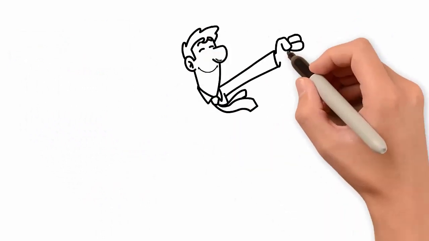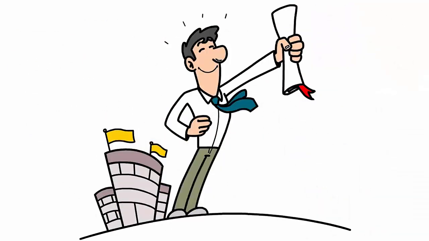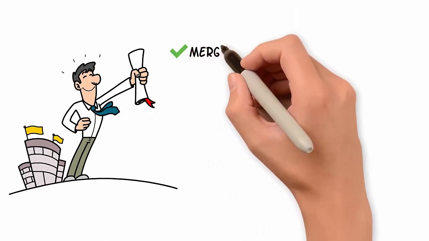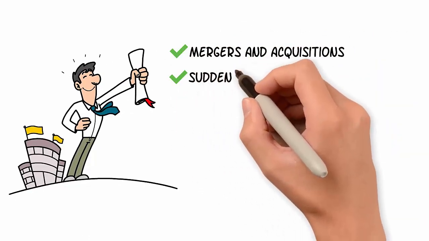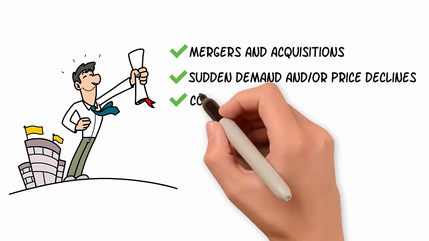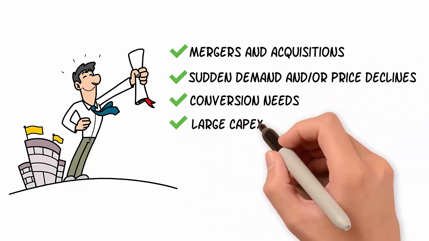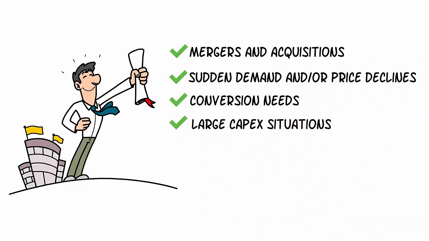The companies who use this tool today have a process for using it, connected to their ordinary capital budgeting process. It is also used in specific situations, such as mergers and acquisitions, sudden demand and/or price declines, conversion needs, large Capex situations, etc., dramatically increasing the speed and quality of conclusions as well as management consensus.